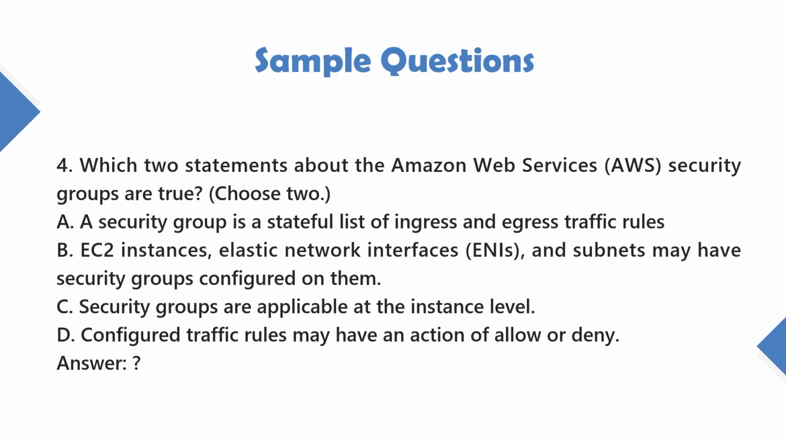4. Which two statements about the Amazon Web Services, AWS, security groups are true? Choose 2. A. A security group is a stateful list of ingress and egress traffic rules. B. EC2 instances, elastic network interfaces, ENIs, and subnets may have security groups configured on them. C. Security groups are applicable at the instance level. D. Configured traffic rules may have an action of allow or deny.